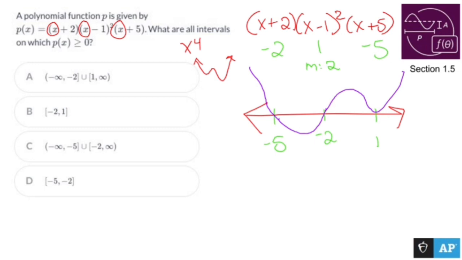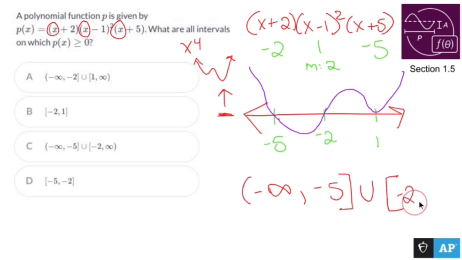So what I have is several areas where my polynomial is greater than or equal to 0, which means it's above my sine graph. So it's above my sine graph from -infinity to -5. And since we include 0, we're going to include -5, union. And then it's underneath between -5 and -2 and shows back up above again from -2 going on forever. So we're not going to say -2 to 1 and then 1 to forever. We're just going to include -2 and go all the way on forever. And that gives me C.